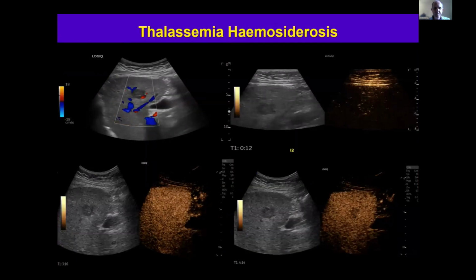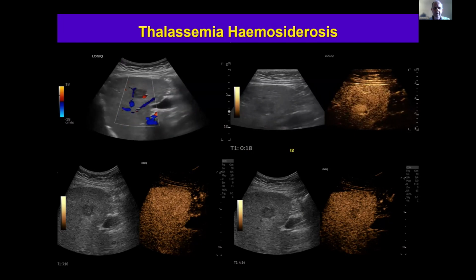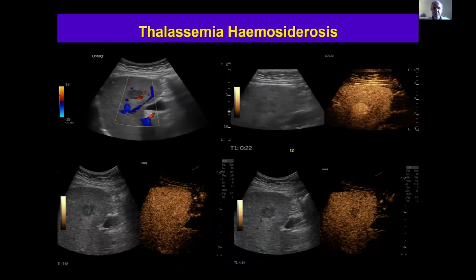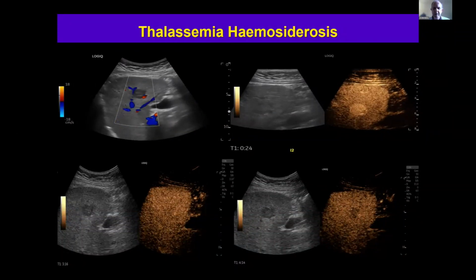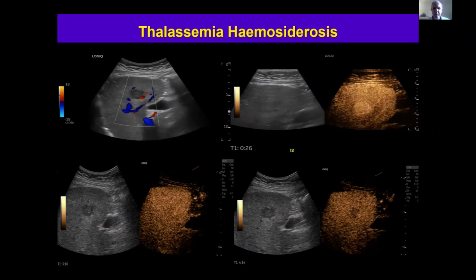So here's a patient, and right at the beginning I talked about how you must know about the patient's liver, whether they've got any chronic liver disease. So this patient's got thalassemia, hemosiderosis. So they have got some chronic liver disease, and they've got this liver lesion here, which avidly enhances in the arterial phase.